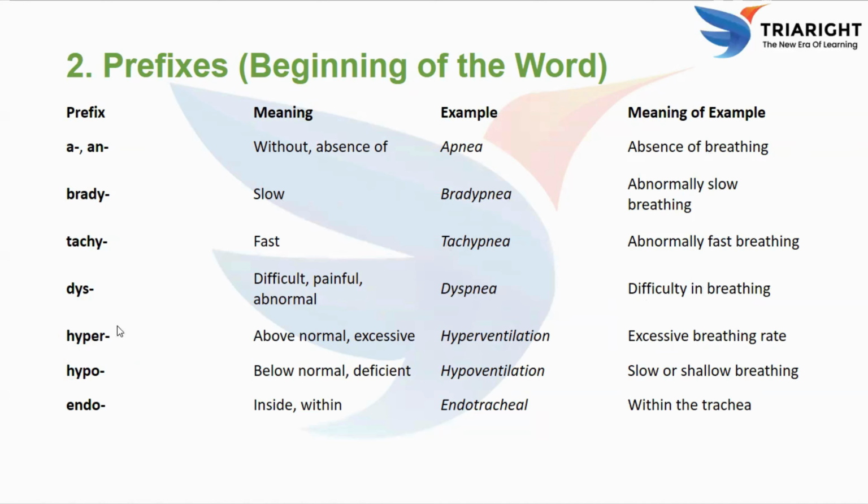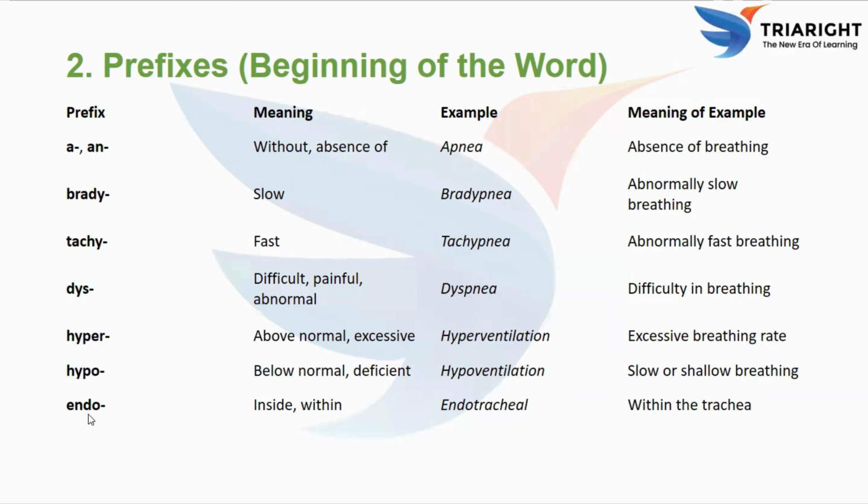So dys. Dys means difficult, painful or abnormal. So dyspnea, for example, is nothing but difficulty in breathing. The next prefix is hyper. Hyper is nothing but excess or too much, right? So breathing too fast or too deeply. And hypo means low or too little. For example, hypoventilation. The meaning of hypoventilation is breathing too slow or shallow.